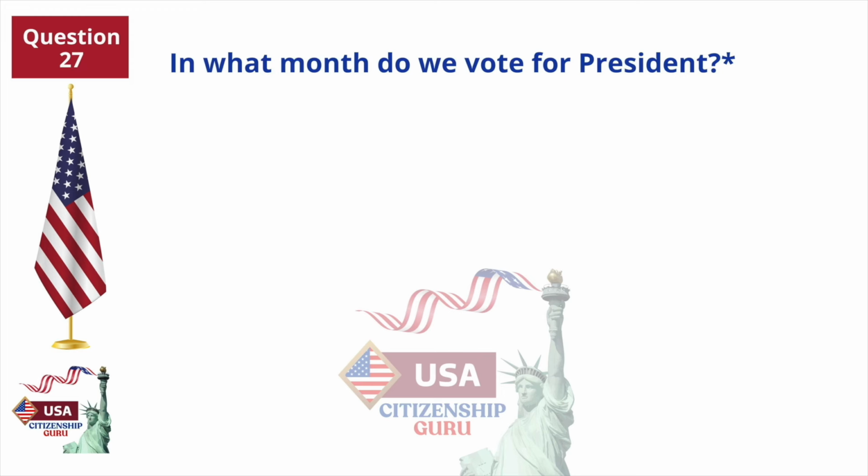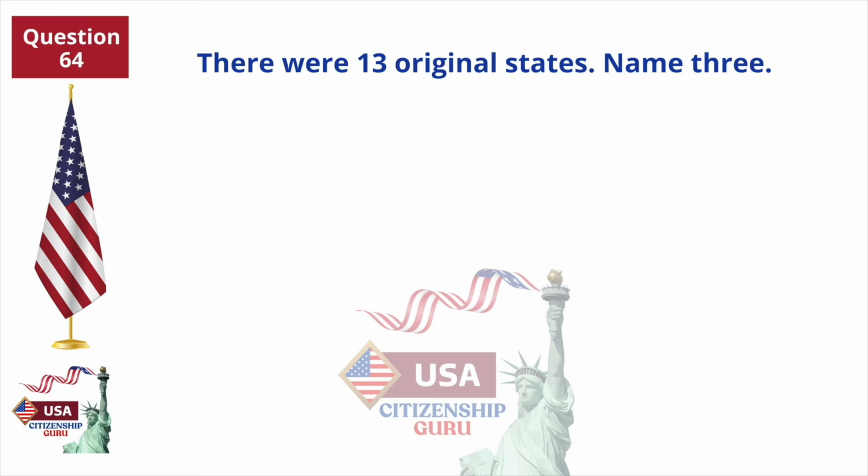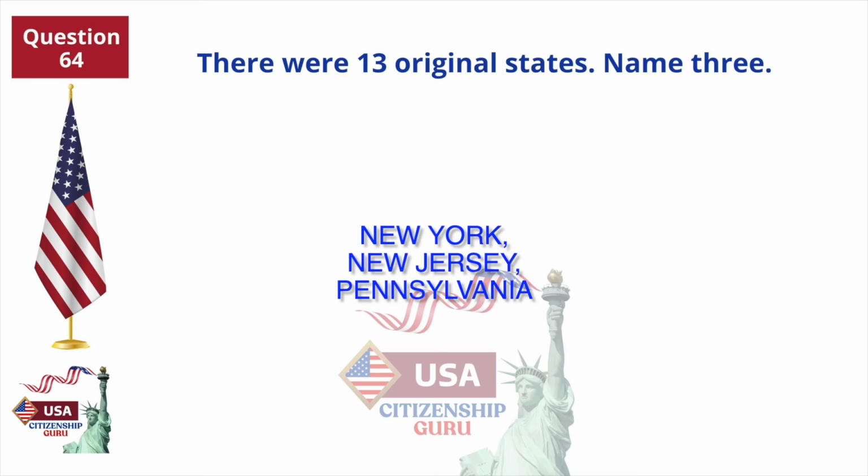In what month do we vote for president? November. There were 13 original states. Name 3. New York, New Jersey, and Pennsylvania.